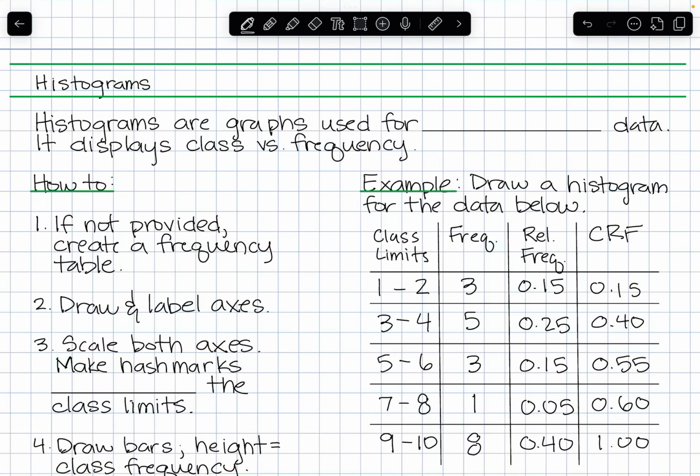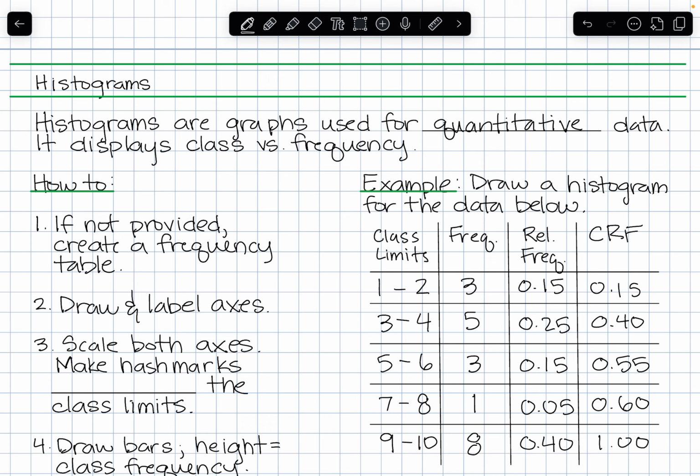For this video, we're going to learn about a new type of graph used for quantitative data. Remember that quantitative is numeric data, and histograms can be used with both discrete and continuous quantitative data. Histograms display class versus frequency, very similar to how bar graphs did for categorical data.